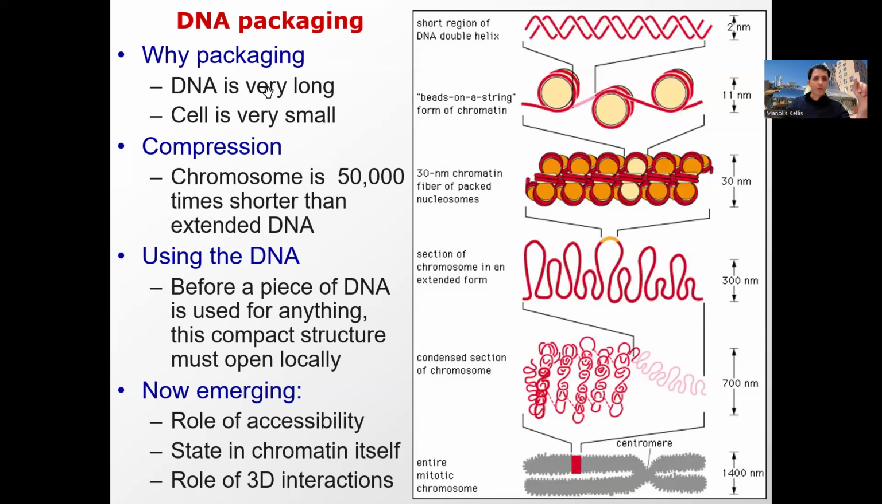So basically DNA is very long, cells very small, huge compression. To use the DNA, you have to actually open up this structure. And that's why you have to remember which structures you're going to be needing in every one of the cell types. And then DNA accessibility, the state of the chromatin, and there's a huge role of DNA interactions across different segments. Everybody with me here?